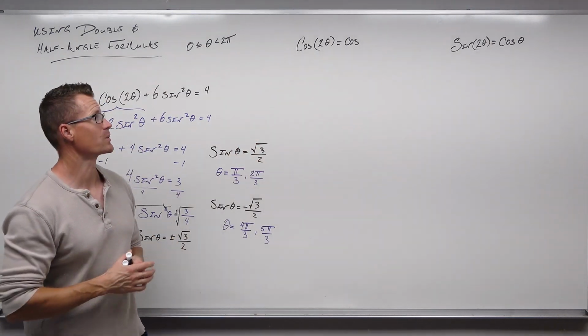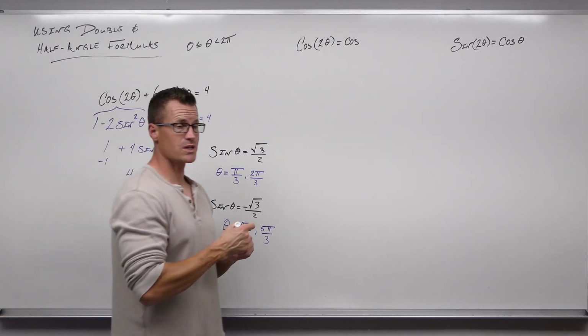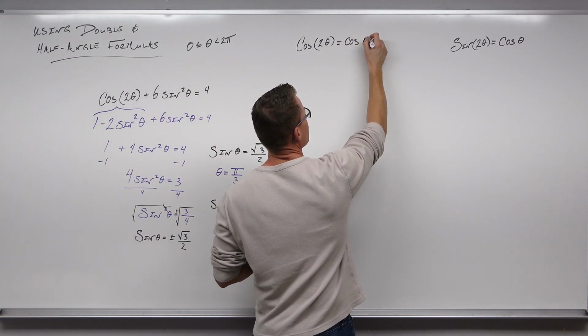All right, let's look at the next one. We got cosine of 2 theta equals cosine of, I forgot the theta.